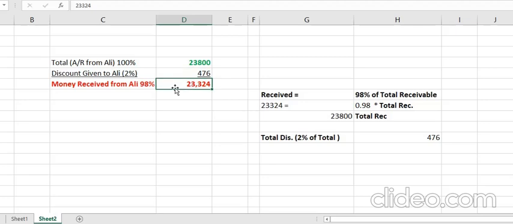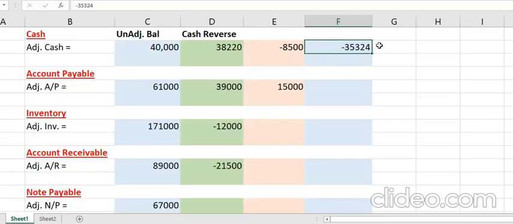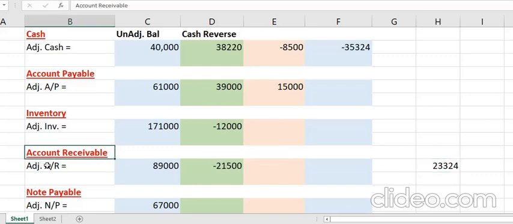He paid me how much? He paid me 23,324. So I have already reversed the cash money. The total of the cash is already reversed. I just want to know that when I collected the cash, which accounts got affected, so that I can reverse those accounts also. So out of this 35,324, I actually received at that time 23,324 in cash because of my receivable.